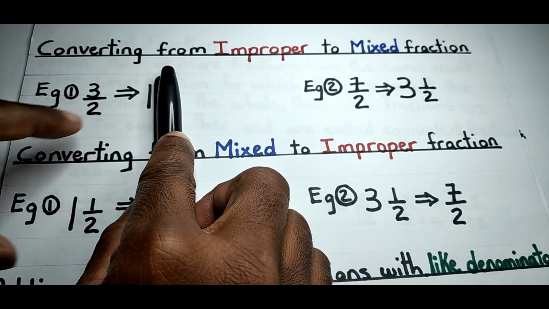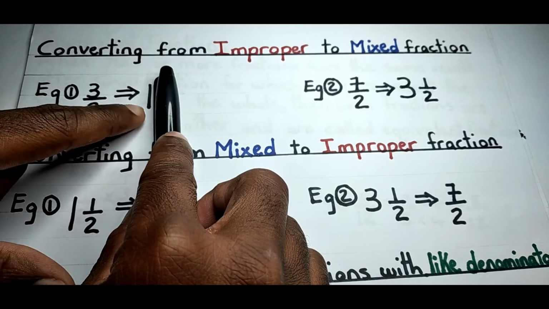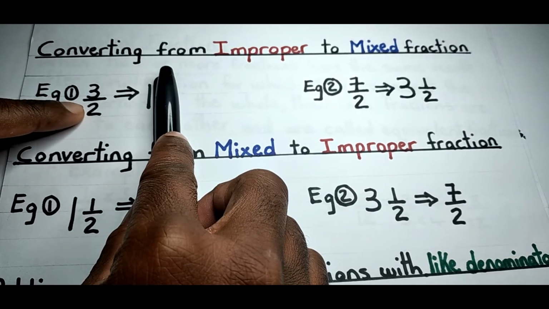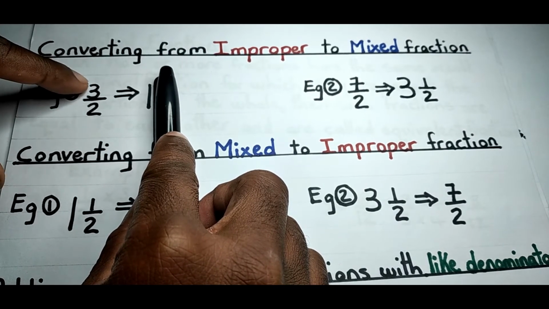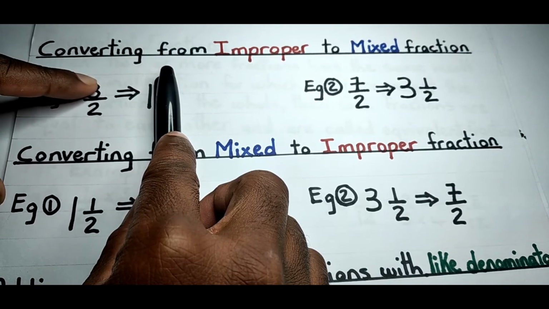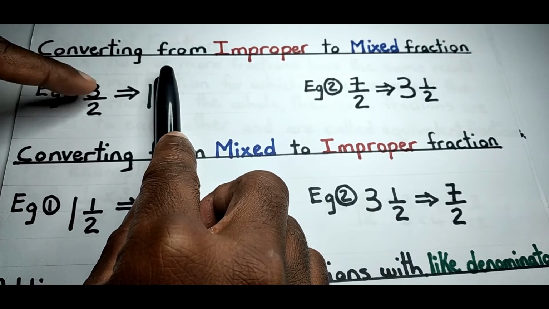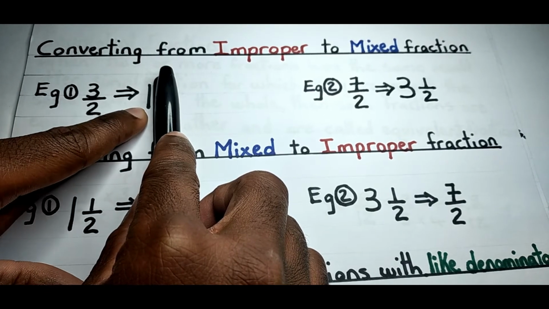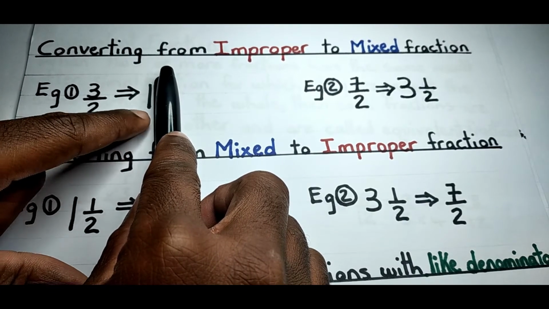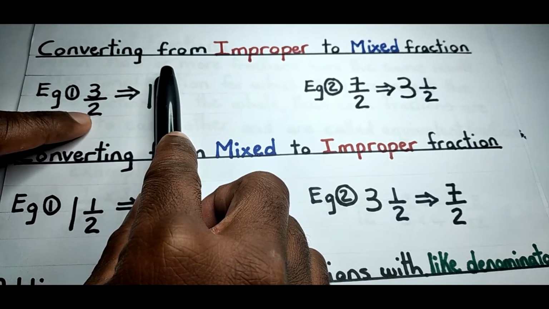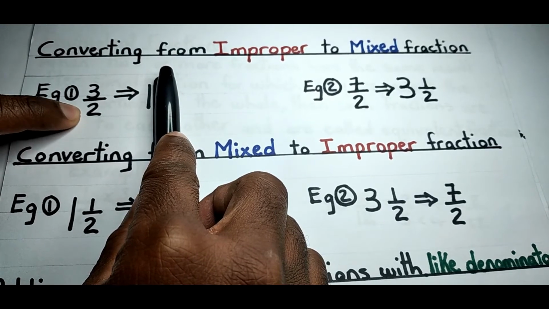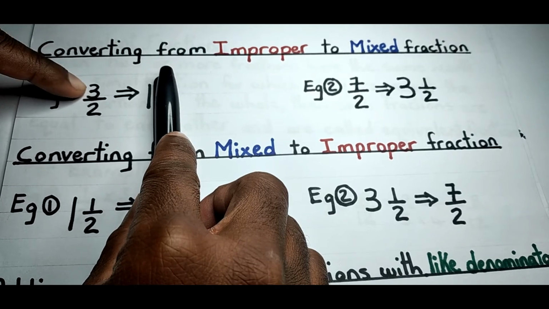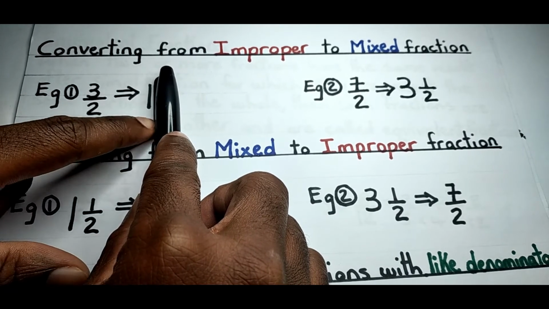Now, this one right here, which is the whole number, represents what? It represents the number of times 2 can go into 3. So 2 goes into 3 one time. That's how we get the whole number right here. So the whole number represents the number of times the denominator, which is the bottom number, can go into the numerator, which is the top number. So that's what this one represents.